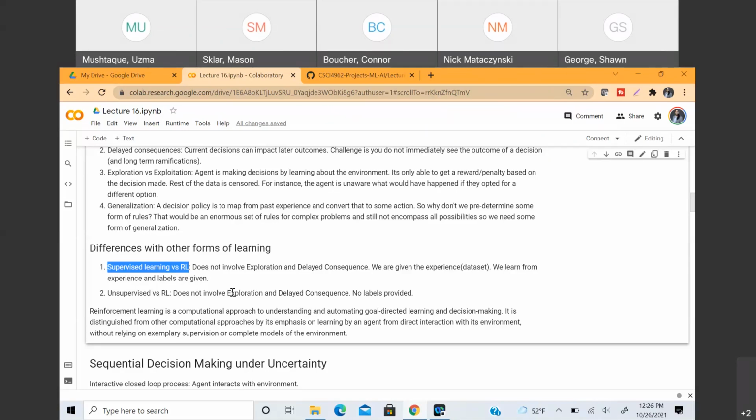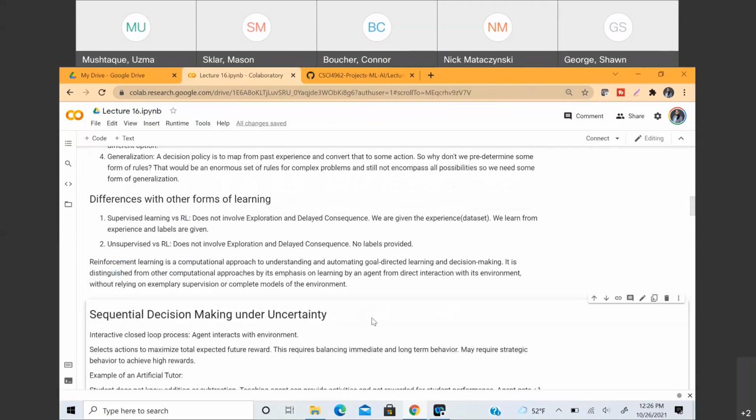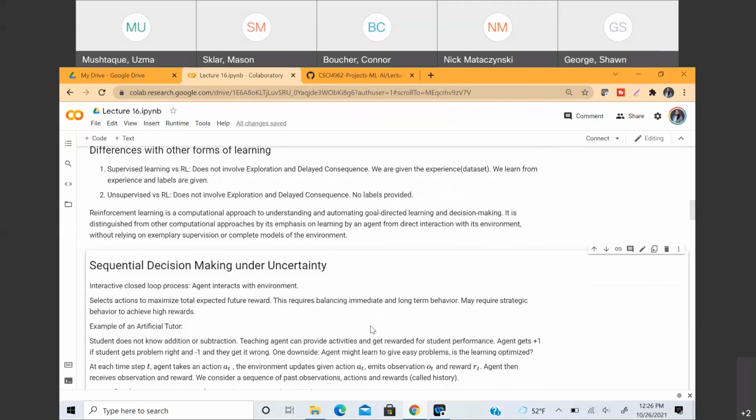All right. Okay. So any questions before we jump into sequential decision making under uncertainty? This is just a high level definition of reinforcement learning. People who are online, any questions so far? Okay, that's fine. Let's move on to sequential decision making under uncertainty.